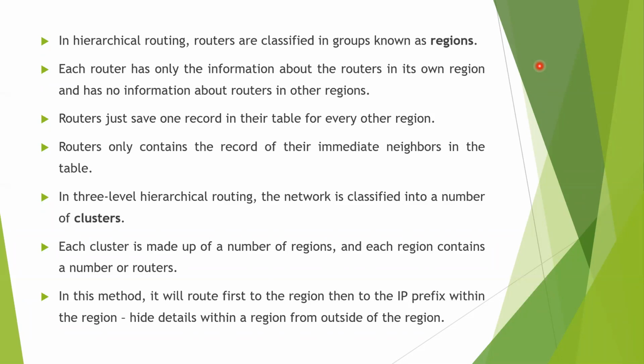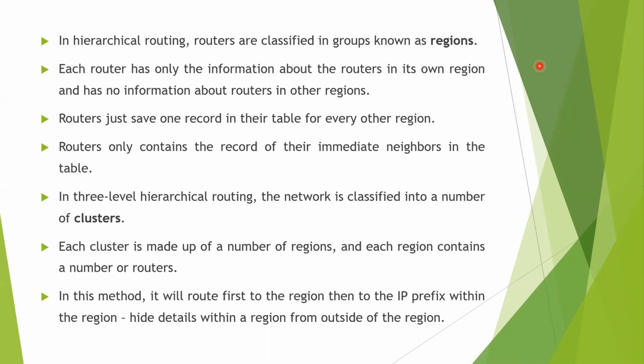Here, instead of each router containing all the information regarding all the rest of the routers, that can be shortened by converting it into regions. So the routers will be classified into groups called regions. First point: in hierarchical routing, the routers are classified into groups known as regions. Now each router will contain the information about the other routers in its region.